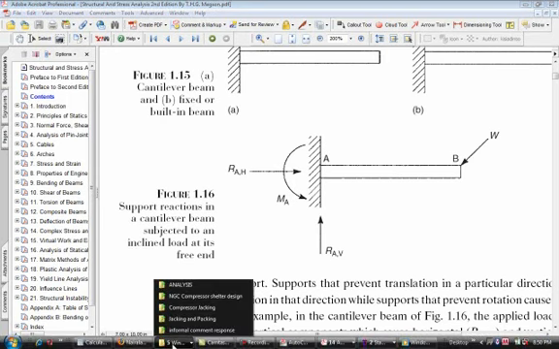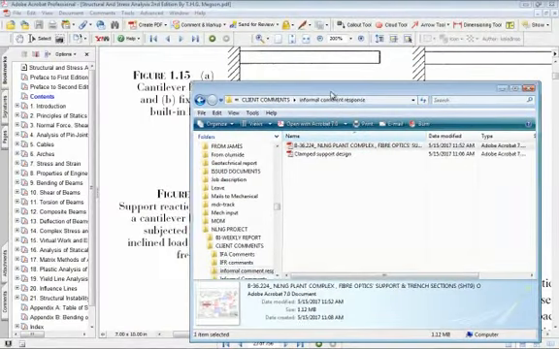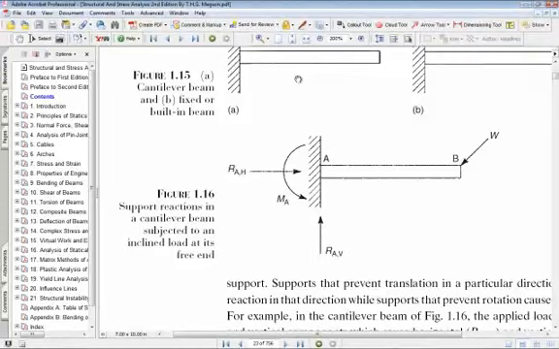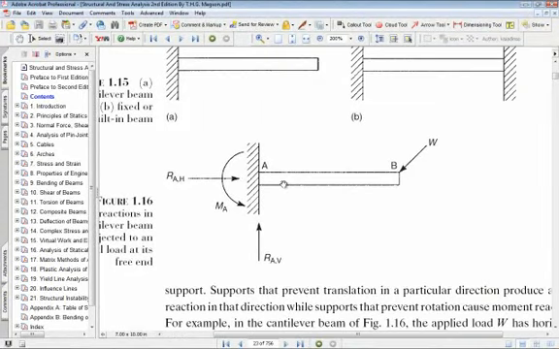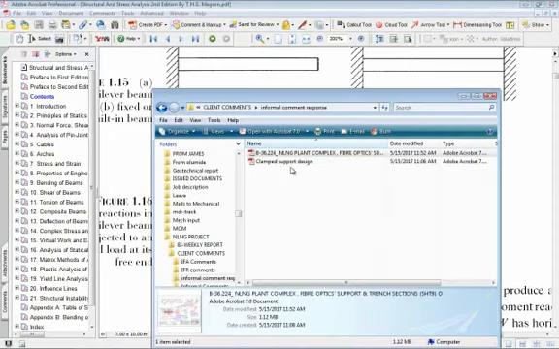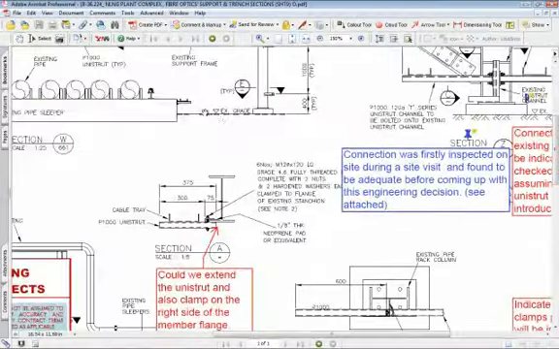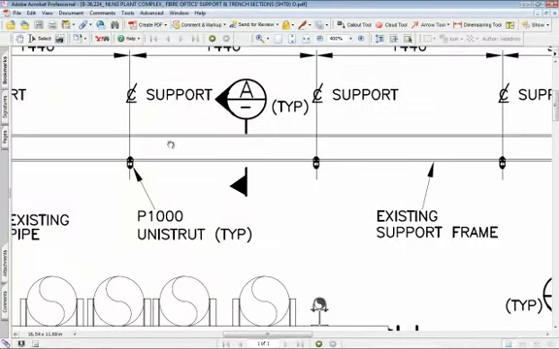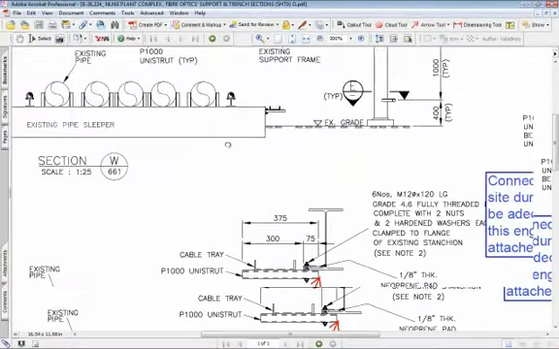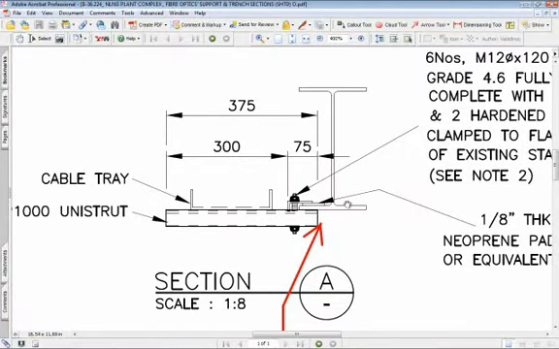Today, I was analyzing a support system for a client in a process plant. Let's take a look at what we just did today. If you look at this section A, this is a cantilever support that is clamped onto the bottom flange of an I section.